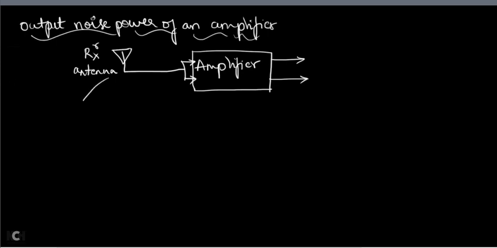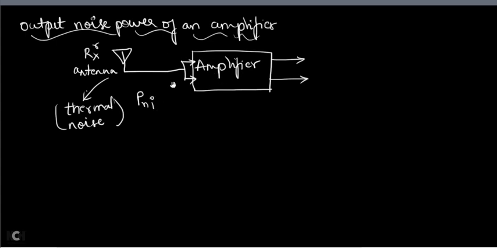So here there will be thermal noise present. Because of this thermal noise, what is the noise power generated? Let me call this noise power PNI. What does this PNI stand for? The PNI stands for the noise power at the input side of the amplifier.